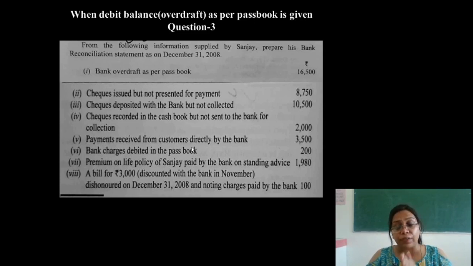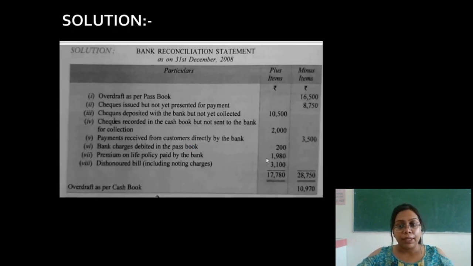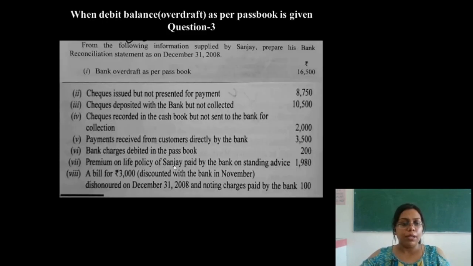But in this case, we'll add this 1980 to my BRS as premium on life policy paid by the bank. So 1980 rupees will be added and written in the plus column.